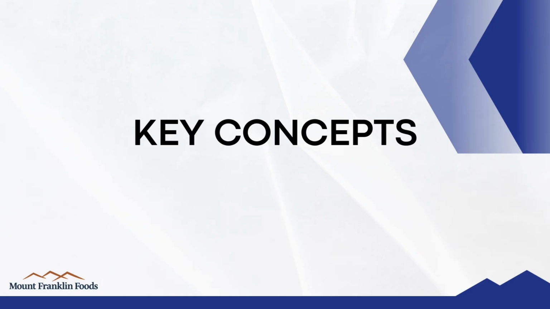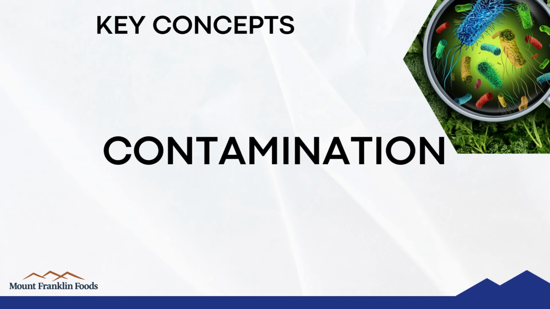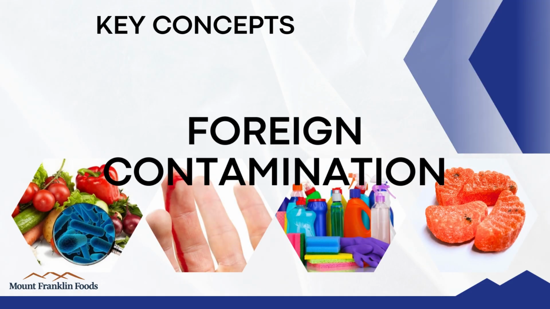Before we begin, let's get to know some key concepts to better understand the subject. First, allergen. An allergen is a product or ingredient containing certain proteins that can potentially cause severe, occasionally fatal, reactions in a person allergic to those foods. Second, contamination. This is the introduction or presence of a contaminant into a food or food environment. Third, foreign contamination. Any physical material, foreign to the product, that jeopardizes the safety of the product.